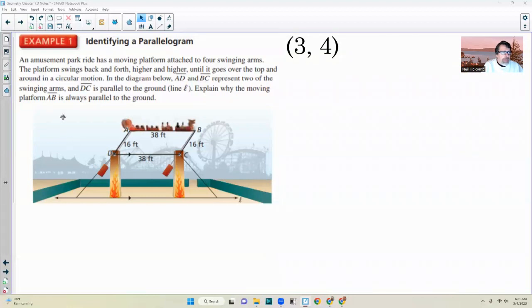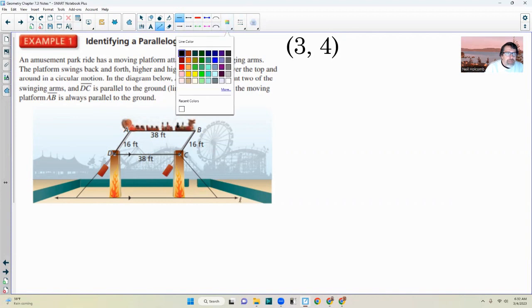Okay, so here we have an amusement park ride that has a moving platform attached to four swing arms. The platform swings back and forth higher and higher until it goes over the top and around in a circular motion. Okay, so what they're talking about here is, I've been on a ride like this.